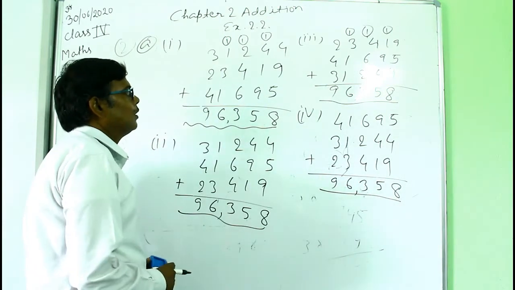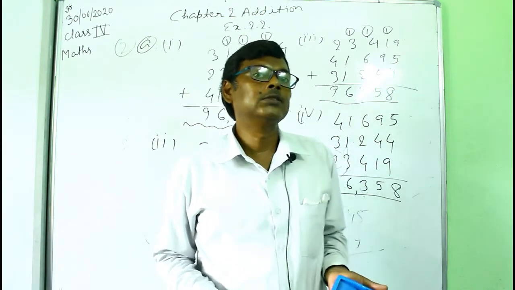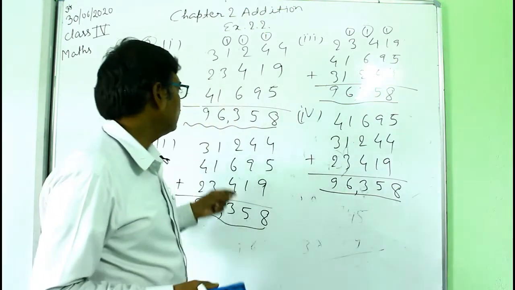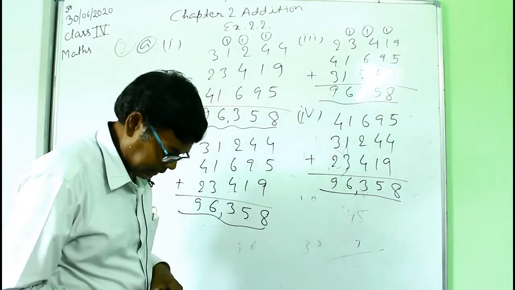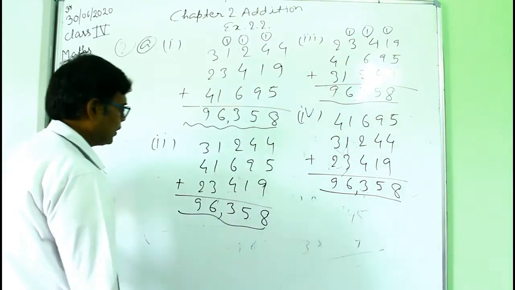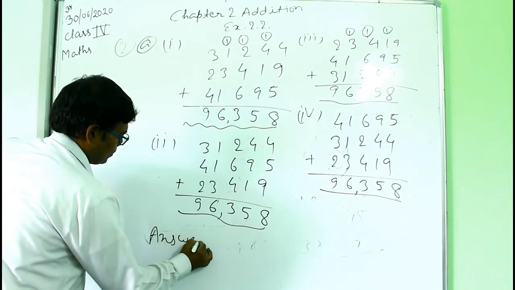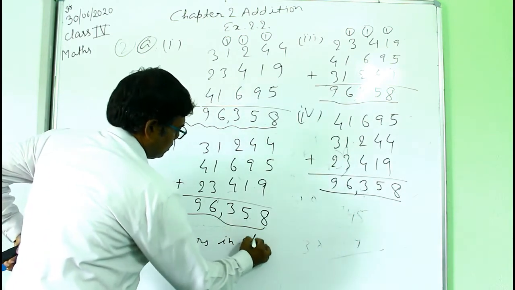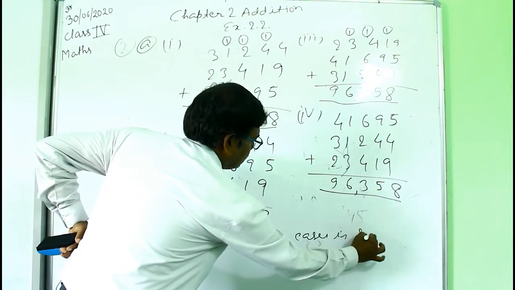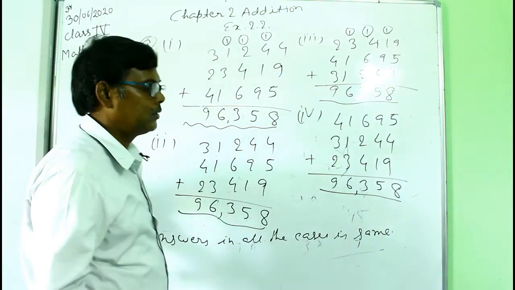This exercise tells you that when we regroup or change the order of the given numbers, the sum remains the same. Remember this. So here you will write that, and observe the answers. The answers in all the cases are the same, and nothing else in this.